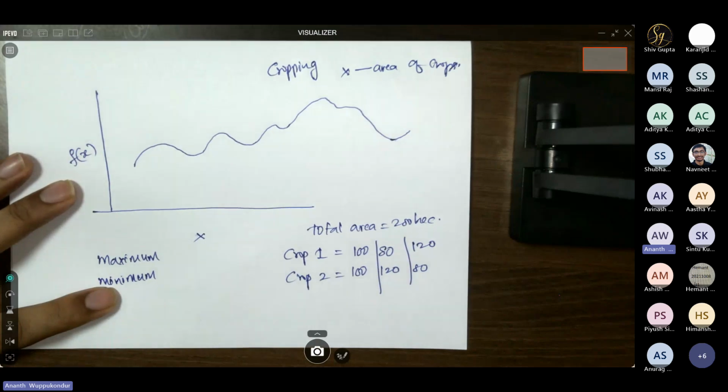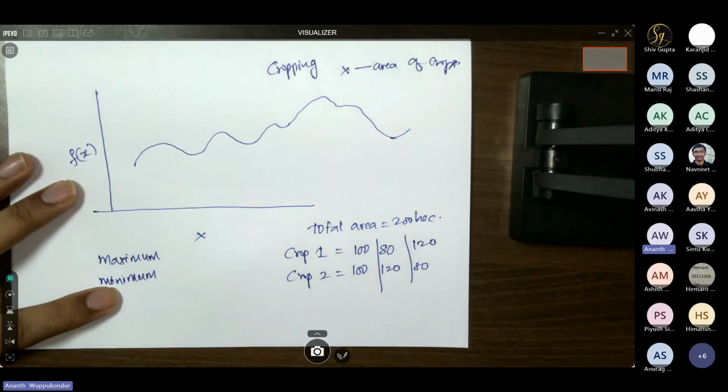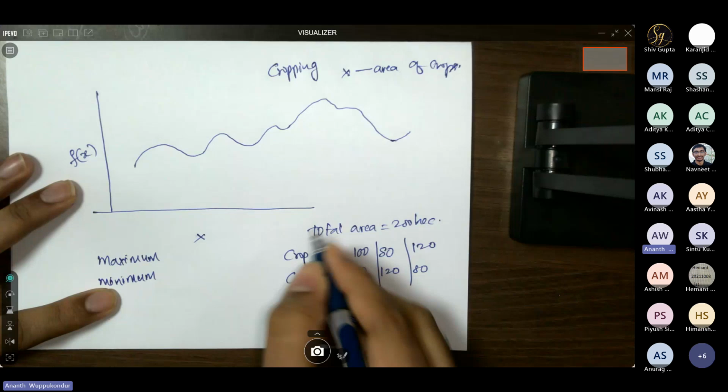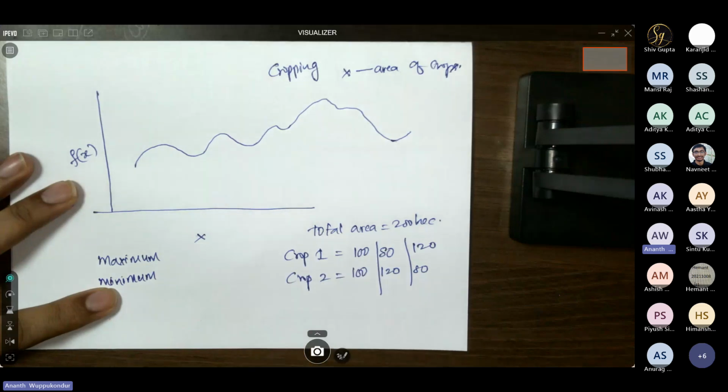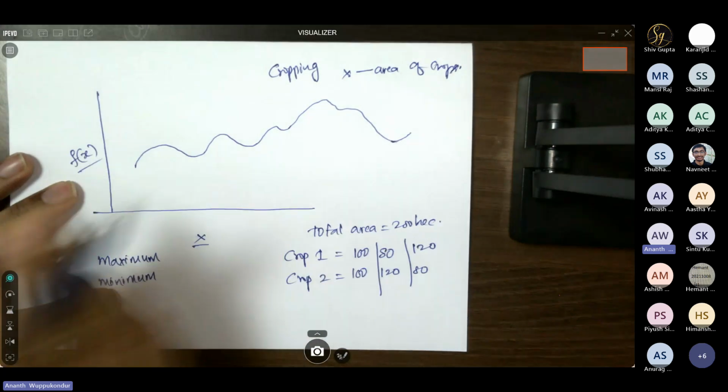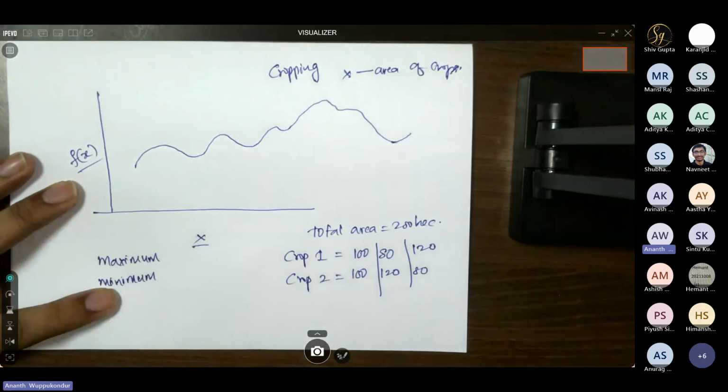But only for a particular combination of crop 1 and crop 2 areas would you get maximum benefit. So that is what we are trying to find out. And so we need to convert the data that we have into some form of function, which is f of x. So here our variable would be area, and the function f of x would be the benefit that we get.